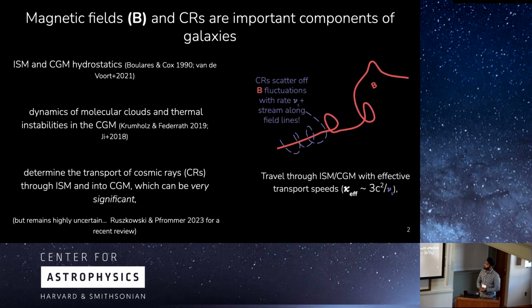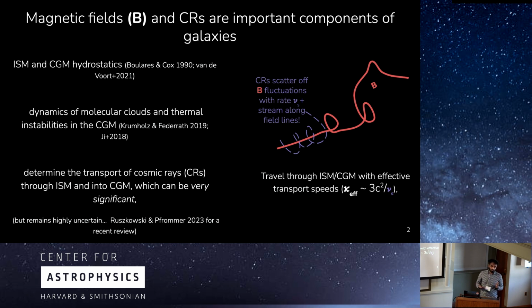So to preface, magnetic fields and cosmic rays, the non-thermal components of galaxies, are very important. They've long been known to be a substantial source of pressure support in both the interstellar and circumgalactic medium, and potentially are important for facilitating thermal instabilities in the CGM as well, depending on who you ask.